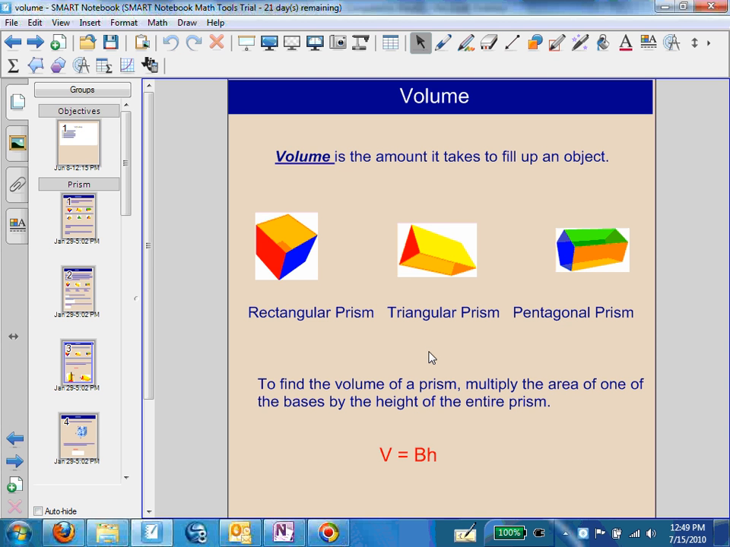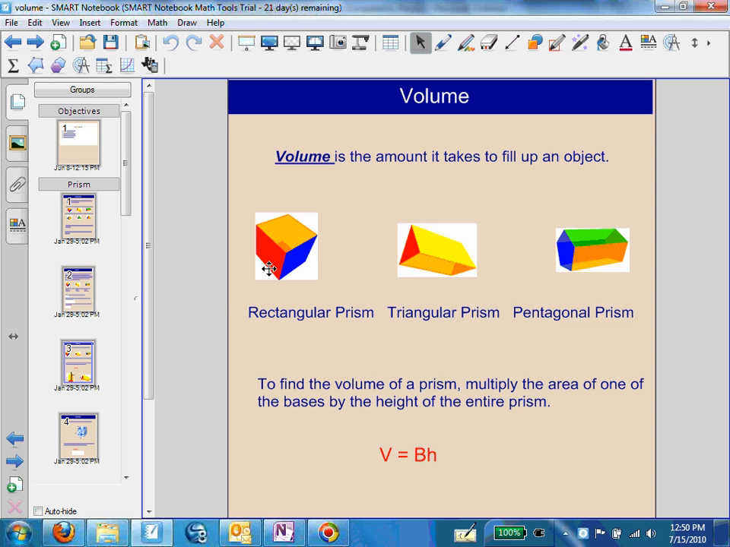In this section, we're going to talk about volume. Volume is the amount it takes to fill up an object. So it could be the amount of water, it could be the amount of sand, lots of different types of things that could fill up an object. We're going to continue focusing on polyhedra.